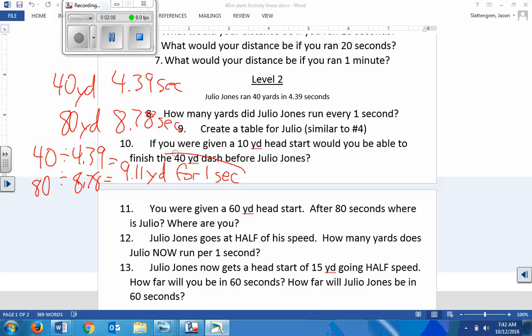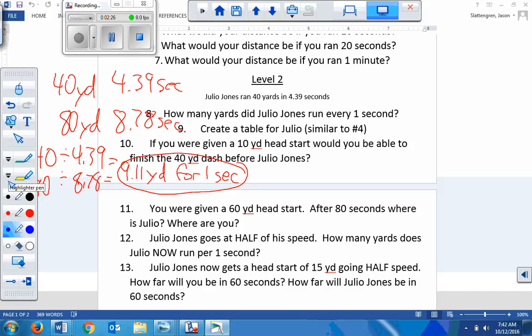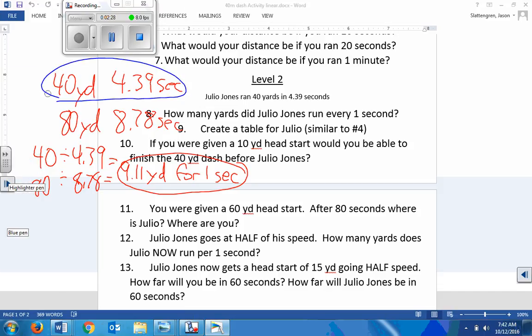And this is a lot more useful, okay? 9.11 yards for every 1 second. And now we can know as well, how much did he run in 1 second? How much did he run in 2 seconds, and 3 seconds, and 4 seconds? And you can actually see in 4 seconds, he'll be really close to 40 yards, because in 4.39 seconds, he's at 40 yards.